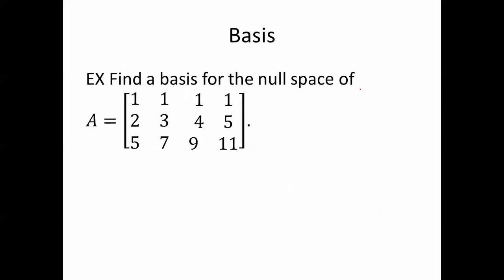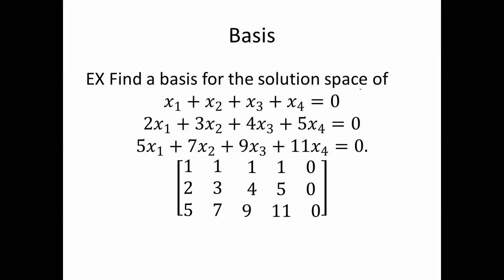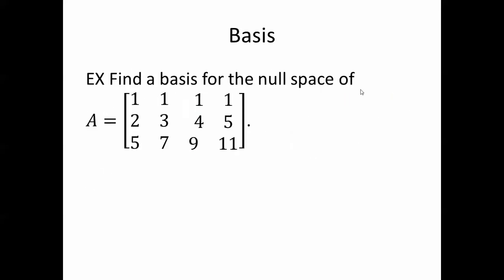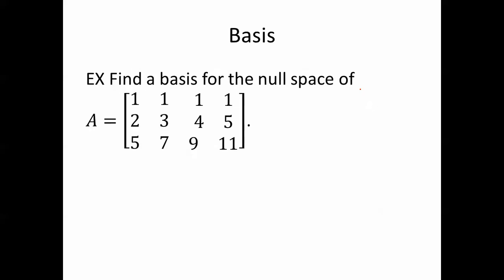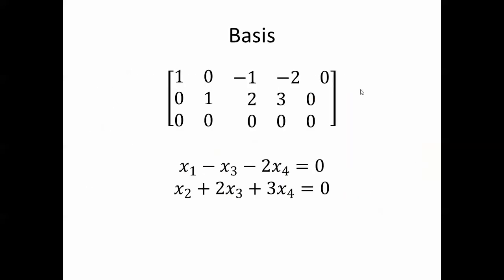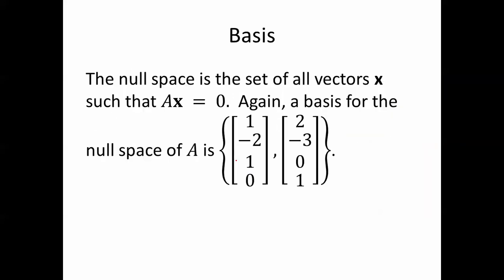Find a basis for the null space of this matrix A. Now, this is the same matrix A we just saw a moment ago, right? Okay, the null space is the set of all vectors x such that Ax equals 0. But Ax equals 0 really corresponds to this system of equations that we saw just a moment ago. And so our basis for the null space is going to be these two vectors.